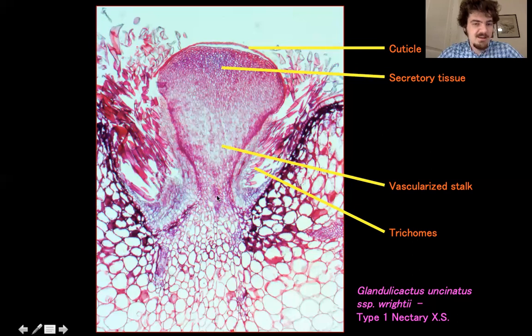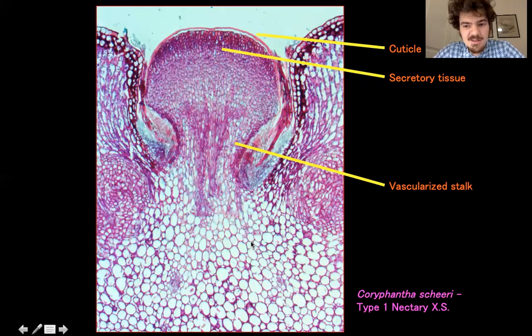These nectaries are fed from the xylem of the plant through that vascularized stalk to the secretory tissue. And after this nectary stops producing nectar, the head with the secretory tissue will fall off, but the vascularized stalk will remain. Here's another slide showing the type 1 nectary of a different species, a Coryphantha. Here we can really see a good image of the vascular tissue that is in this lower portion of the nectary, and it feeds the secretory tissue up here.